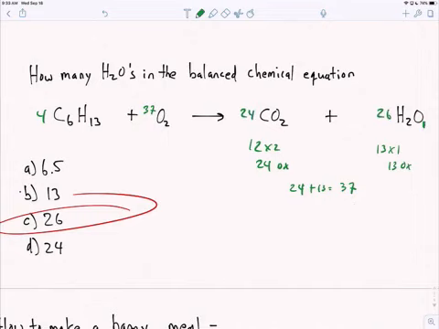And now you have the set ratio, and there's the same number of each type of atom on both sides of the equation. So if you check, 6 times 4, 24 carbons. 24 times 1, 24 carbons. Hydrogens, 4 times 13, so that's 26 times 2, that's 52. And 26 times 2, 52 here. And oxygens, 37 O2, 37 times 2, that's 74. And 24 times 2, that's 48, plus 26, and that is 74. Okay.